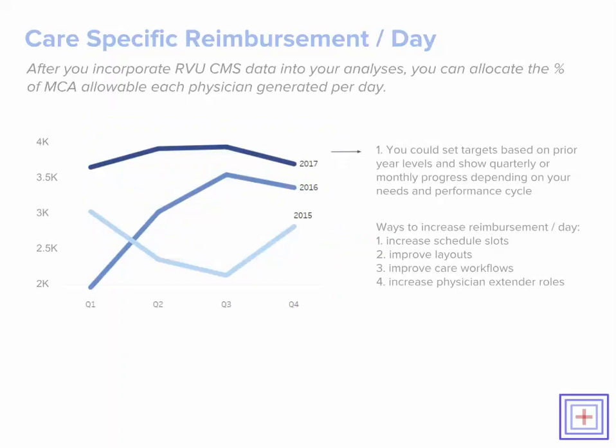So this is care-specific reimbursement per day. So this would require that you convert or you capture the RVU data coming from the CMS, and you only are looking at physician RVUs. And what you could see here is by day for the physician, how much RVUs are they generating, or Medicare allowable dollars, but specifically on the physician RVU side. It gives you a better way to view their reimbursement, is what it does, because you're allocating only what, let's say the government says they're entitled to.